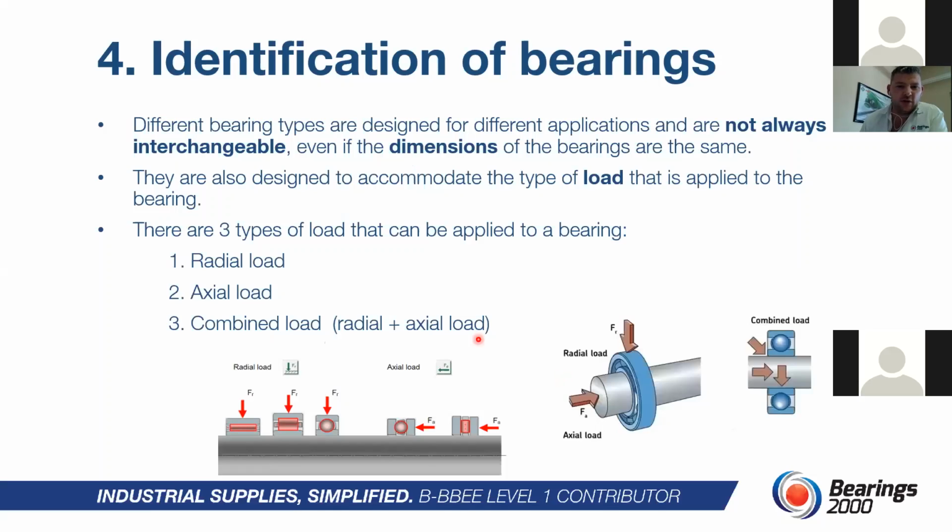The reason why you need to determine the shape of the rolling element is because different types of bearings are designed for different applications, and they are not always interchangeable, even if the dimensions of the bearings are exactly the same. Bearings are designed to accommodate the different types of loads being applied. You get three types of load: radial load, which is load being applied on the top of the bearing, axial load, which is from the side of the bearing, and then combined load, which is radial and axial load.